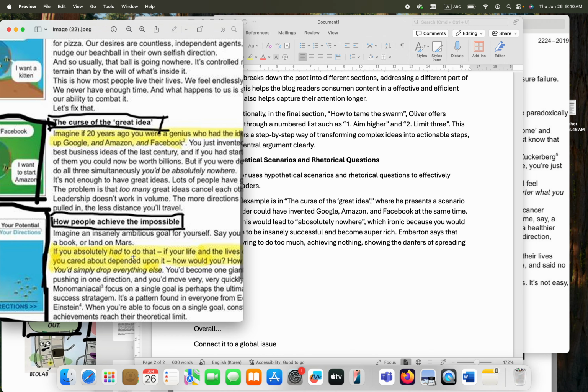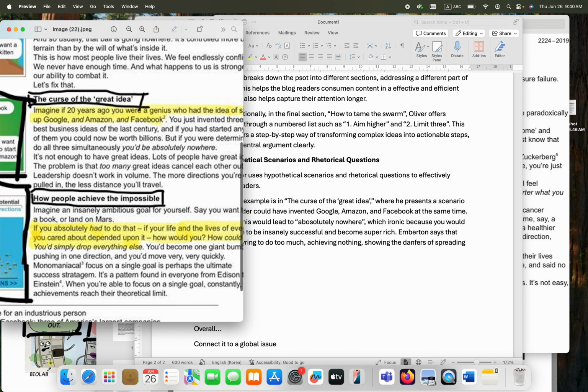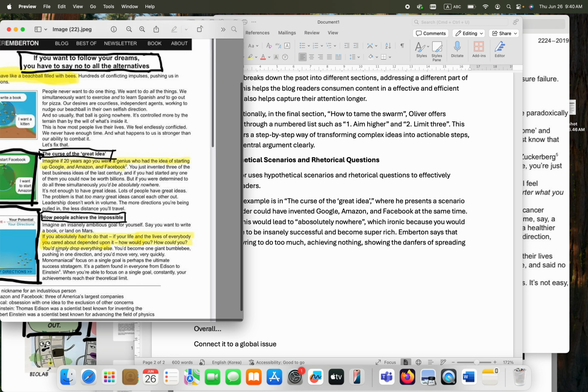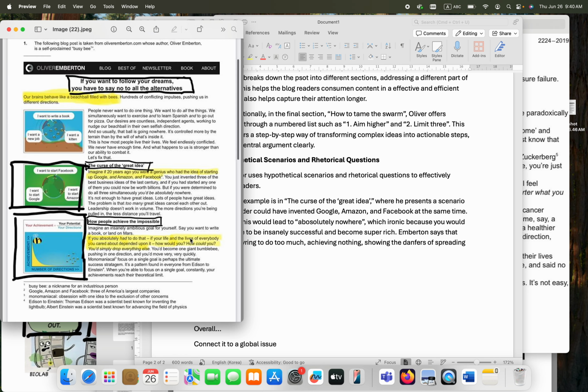I think how people achieve the impossible. So this sentence right here. If you absolutely had to do it, do that. If your life and the lives of everybody you care about depended upon it, how would you? How could you? You'd simply drop everything else. So it's a rhetorical question, right?